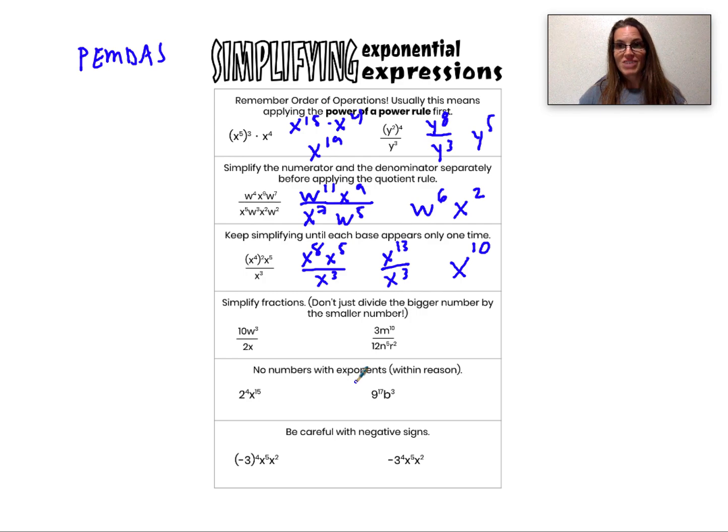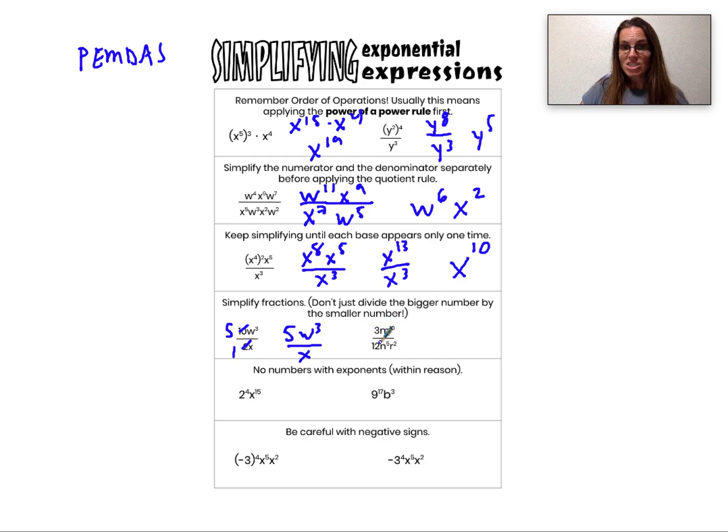Tip number 4, and we've talked about this a little bit in our quotient rule notes page: simplify fractions. Don't just divide the bigger number by the smaller number. Here I am dividing 10 by 2, but let's instead just think of dividing by common factors. Dividing by 2, 5 over 1, so I have 5 times w to the third over x. I'm done since these aren't the same base. So instead of thinking 10 divided by 2, just go ahead and simplify 10 halves as a fraction. Then you're less likely to make a mistake here.